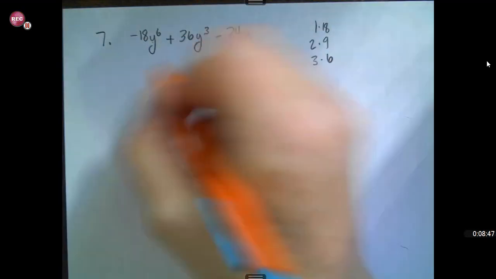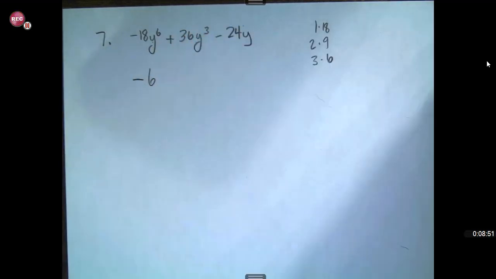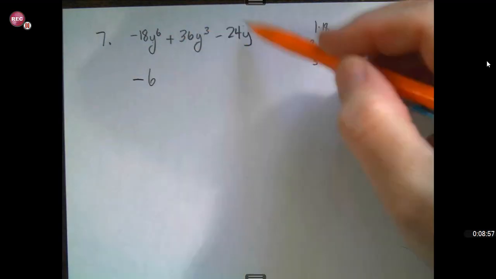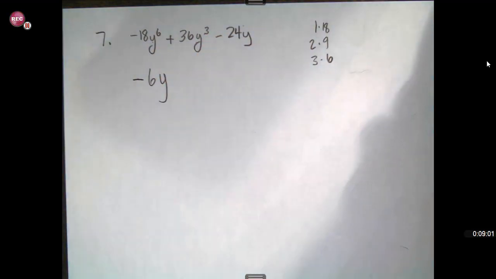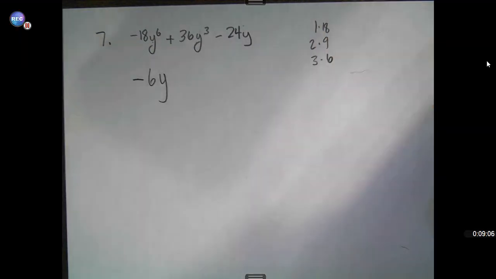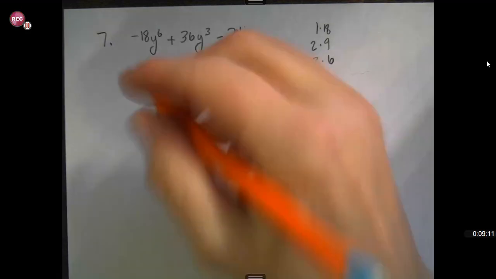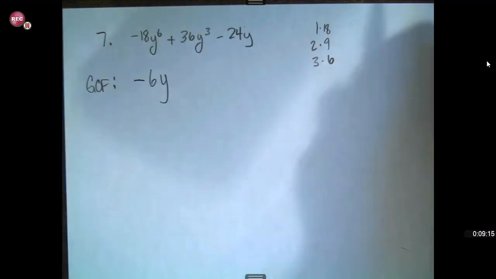So the greatest common factor, and my leading coefficient is negative, so my greatest common factor is going to be negative 6. And then I have y to the 6th, y to the 3rd, and y. So negative 6y. And it's just asking me for the greatest common factor. It's not asking me to factor it out. It's not asking for the remaining trinomial when I factor it out. It's asking for the greatest common factor. So greatest common factor is negative 6y.